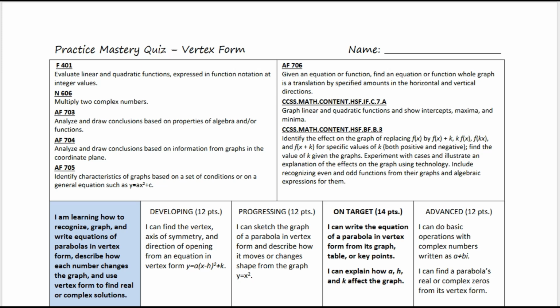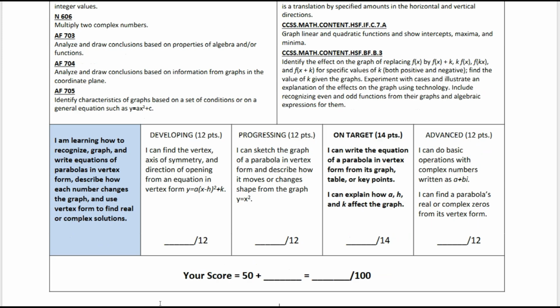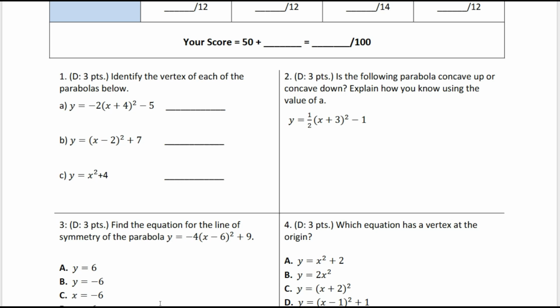Hi, this is Mr. Miller, and in this video, we're going to go over the solutions to the practice mastery quiz for vertex form. All right, here we go. This begins with identifying the vertex of each of the parabolas below. So that's a matter of understanding how they've been shifted.